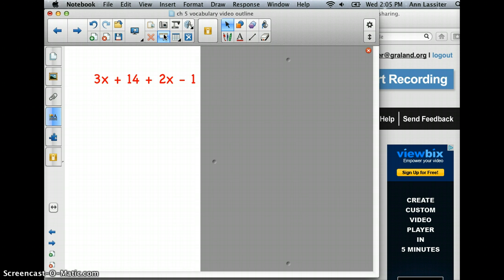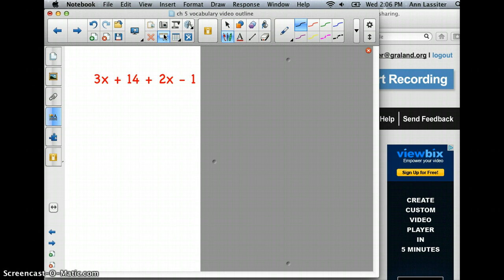I'm going to think of it as envelopes. So I have 3 envelopes with each having x dollars in it. I have $14. I have 2 envelopes each having x dollars. And someone took $1 away. So I'm going to first look at my envelopes.